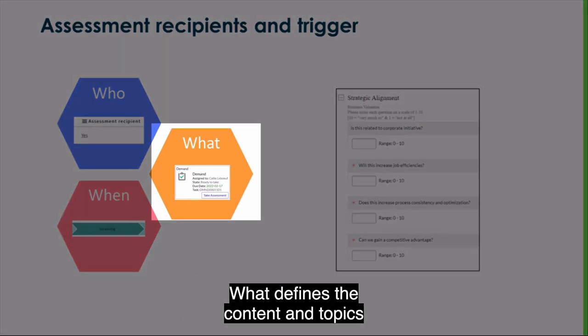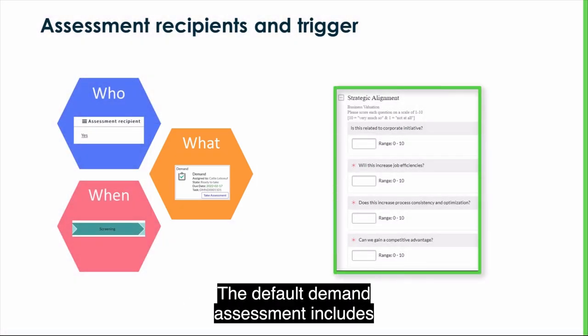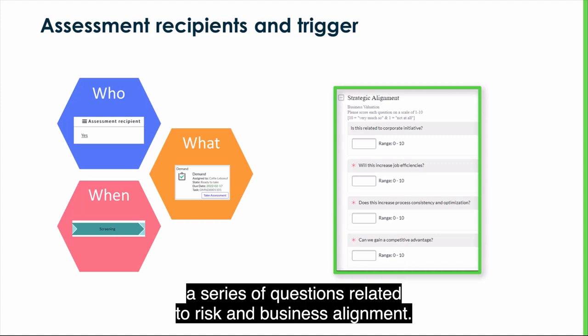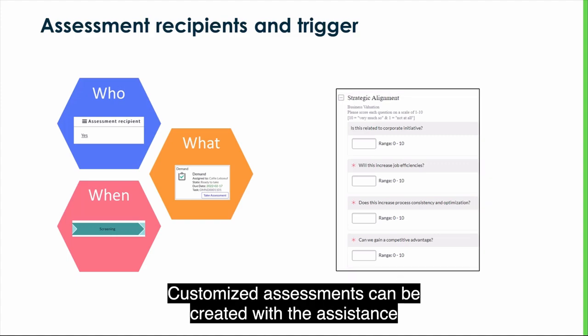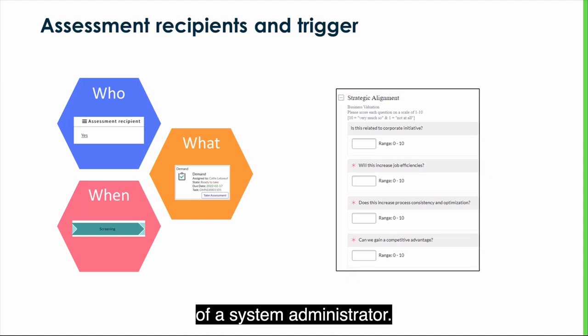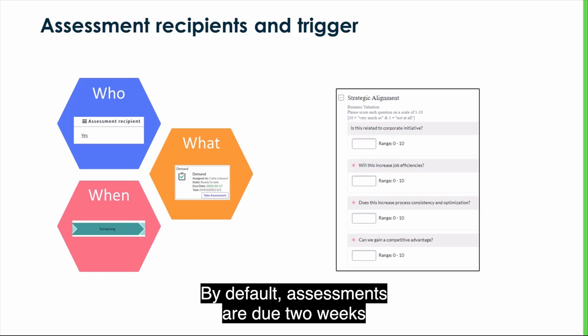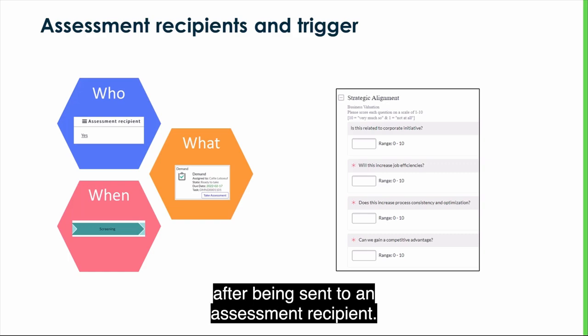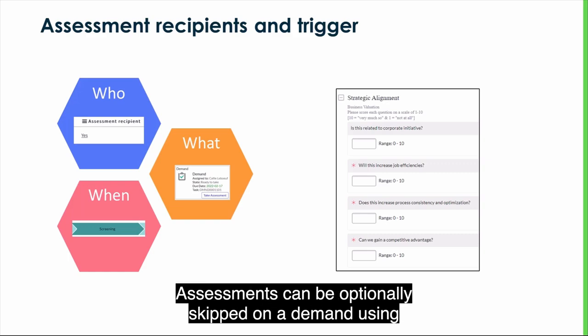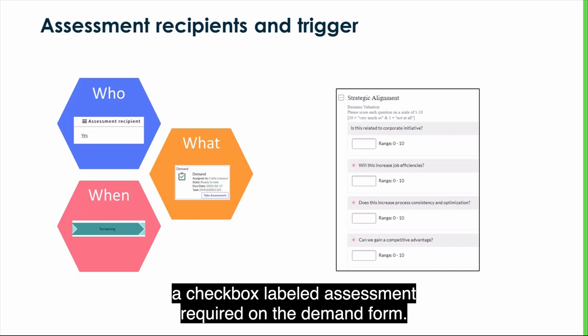What defines the content and topics covered in the assessments. The default demand assessment includes a series of questions related to risk and business alignment. Customized assessments can be created with the assistance of a system administrator. By default, assessments are due 2 weeks after being sent to an assessment recipient. Assessments can be optionally skipped on a demand using a checkbox labeled Assessment Required on the demand form.